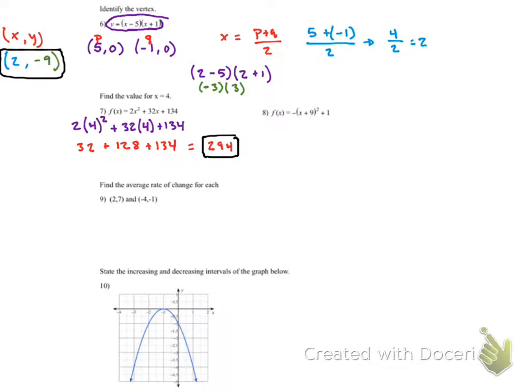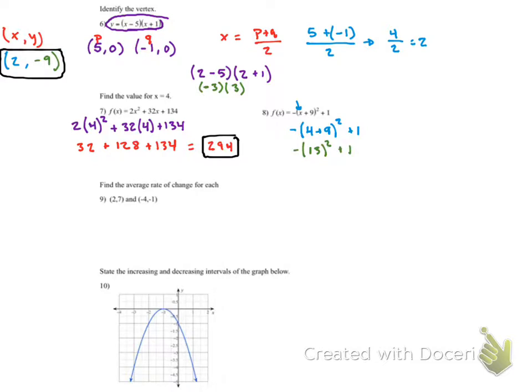Okay, we need to do the same thing. So same instructions for number 8. We're plugging in 4 into there. So we have negative, parentheses, 4 plus 9 squared plus 1. Okay, so PEMDAS does apply here, just like it did at number 7. So inside parentheses first, 4 plus 9 gives us a 13.